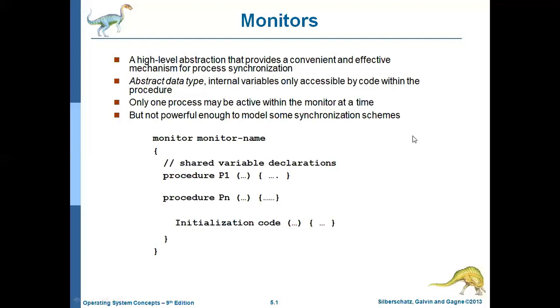So monitors are an abstract data type that contains shared data variables and procedures. These shared data variables cannot be directly accessed. So a monitor is an abstract data type containing the shared data variables and procedures. So what is an abstract data type?